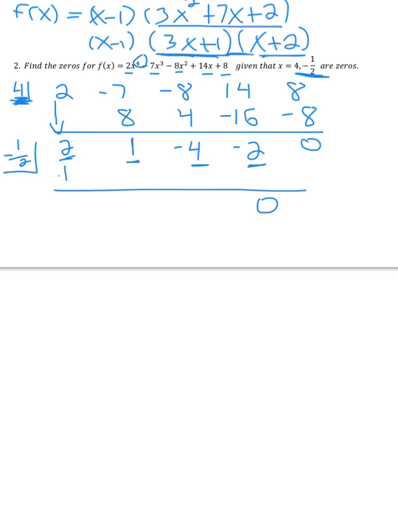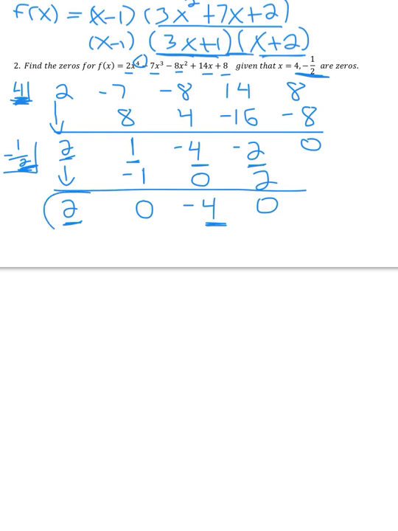So I bring down this 2. 2 times negative 1/2 is negative 1. Add 1 and negative 1, we get 0. 0 times negative 1/2 is 0. Add negative 4 and 0, we get negative 4. And this negative 4 times this negative 1/2 is positive 2, and it works out.